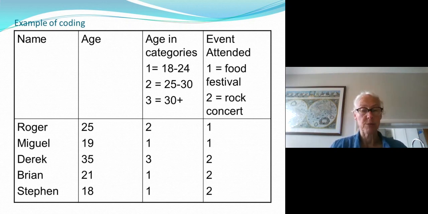And when you set up SPSS files, as you'll see in workshops, you can tell SPSS that when you enter the number 2, it means 25 to 30, and we set that up at the start. And then they've attended 2 different types of event, and we want to know which one they've attended. So 1 is coded as the food festival, 2 is coded as the rock concert. And it saves us typing in 18 to 24, food festival. So it makes data entry much quicker. So, that's an important part of it.